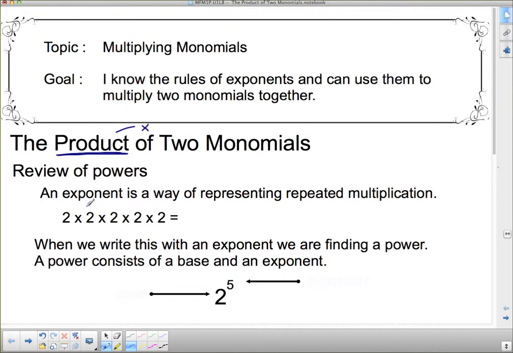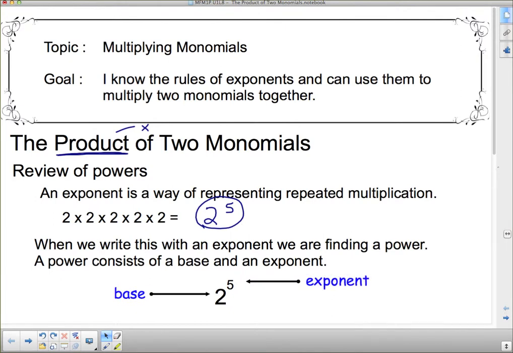So we're going to multiply two monomials, and before we can do that, we have to remember what powers are. Let's do a little review of powers. An exponent is a way of representing repeated multiplication. Here we've got 2 times 2 times 2 times 2 times 2. To write this as an exponent, I write the base, which is what's being multiplied, and then I count how many times it's being multiplied: 1, 2, 3, 4, 5. So this is 2 to the 5th. When we write this with an exponent, we're finding a power. A power consists of a base and an exponent.